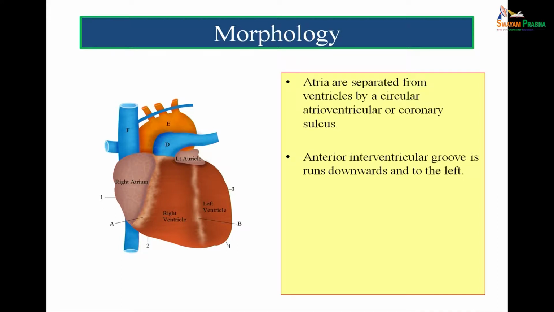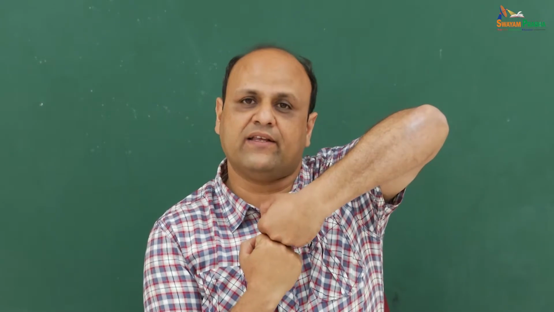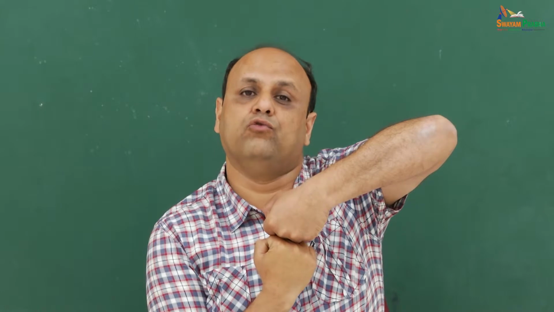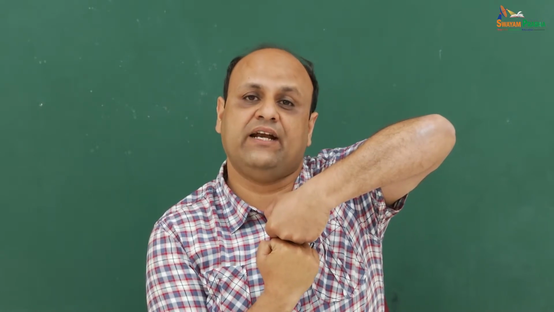Again, the atria comprise the upper portion of the heart, while the ventricles comprise the lower portion of the heart. So, if I keep my two fists together, my left fist is now representing the atria and my right fist is representing the ventricles. There is a demarcation between the two, called the atrioventricular groove. That separates the atria above from the ventricles below.